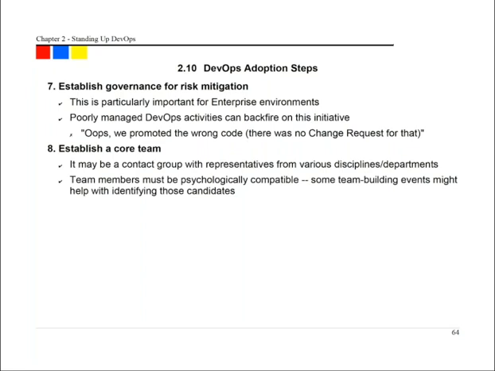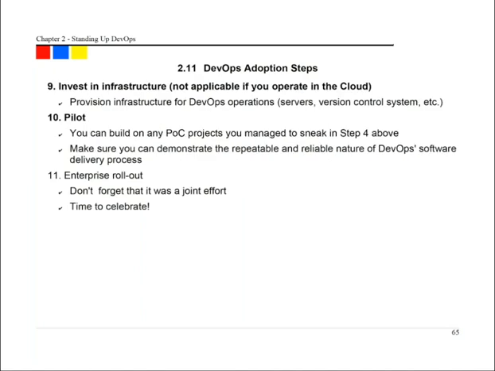From there, we can establish a core team. That core team, depending on how you're doing this, can be the first team who's actually doing DevOps, or it could be essentially creating a center of excellence or kind of contact group, whatever it happens to be. If necessary, invest in infrastructure. Now, the slide says not applicable if you operate in the cloud, meaning you can just add infrastructure.